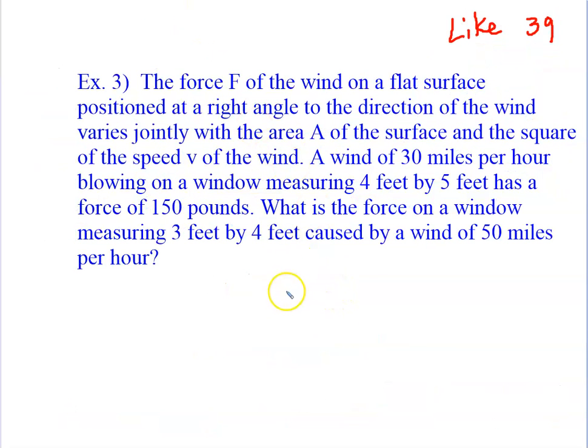And I got one more for you. So this matches up pretty well with your number 39. So let's see what this looks like. The force of the wind on a flat surface positioned at a right angle to the direction of the wind varies jointly. Remember what that means. So it's all multiplication. So force is going to vary jointly. So K is going to be multiplied by two different quantities: the area of the surface and the square of the speed, which is denoted by the letter V, of the wind. So we'll say V squared.